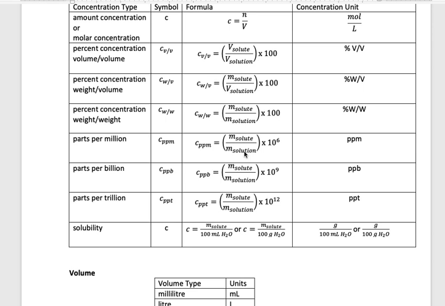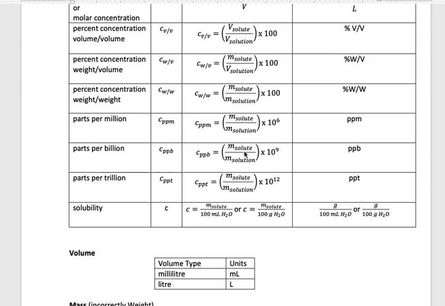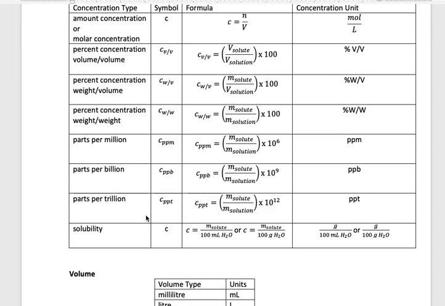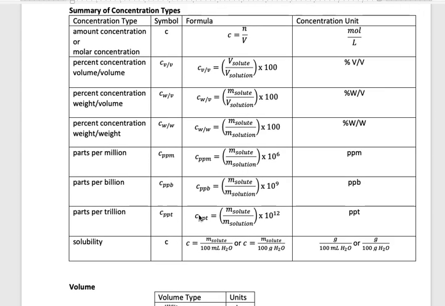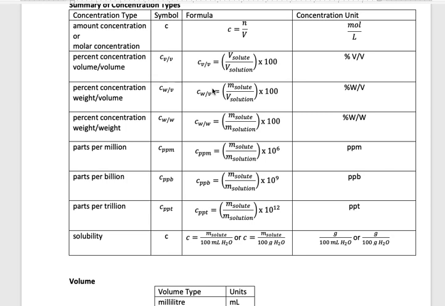We don't want something super tiny. And then the last one is solubility. We looked at various solubility graphs in order to figure out how much solute there is in 100 milliliters of water or 100 grams of water. So again, it's just another type of concentration, but in the end, you are taking the solute and comparing it to the solution.